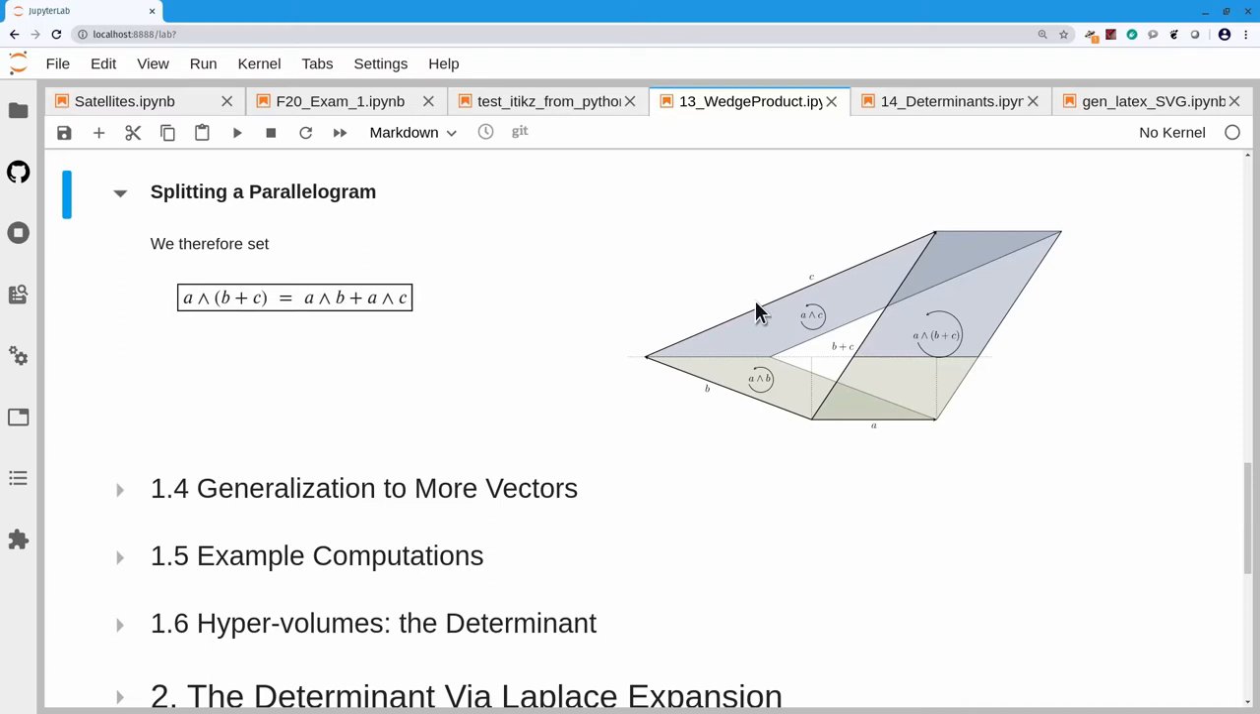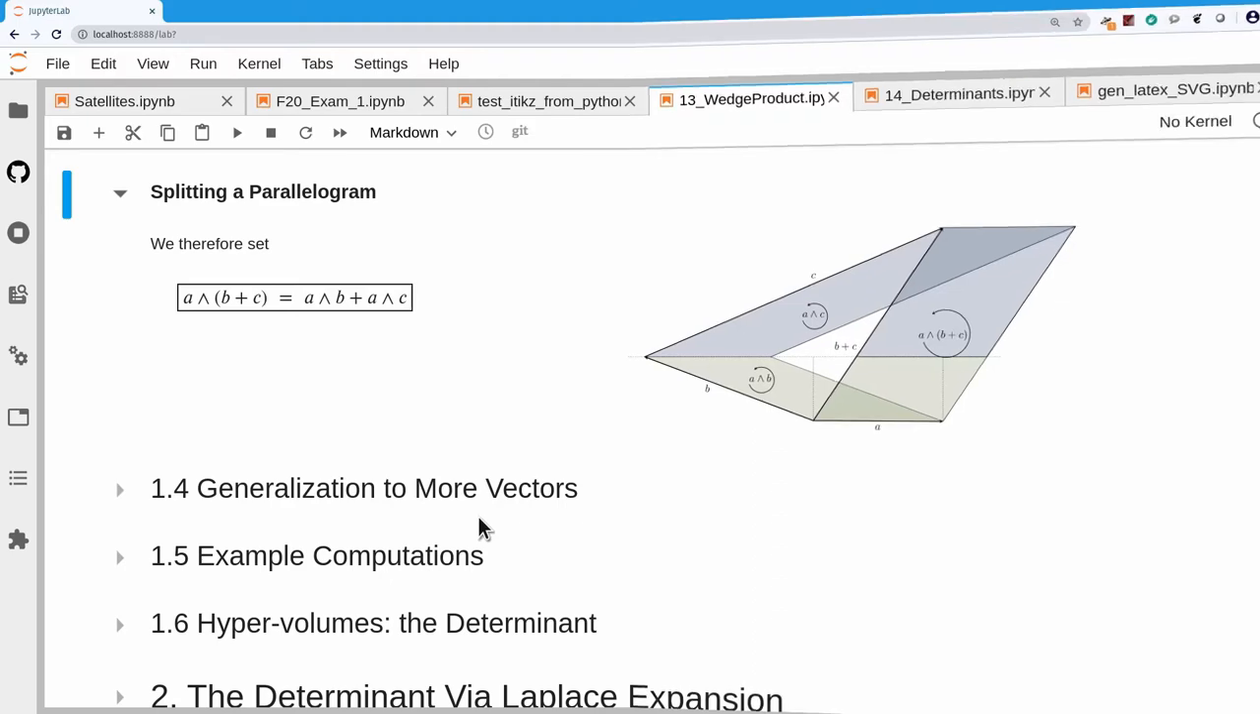at the top. And what I see, therefore, is that the gray areas haven't changed, they're the same areas, and the tan areas haven't changed, they are the same area. And so what I'm going to set, therefore, is that A wedge B plus C is equal to A wedge B plus A wedge C. Our wedge product distributes over the sum.